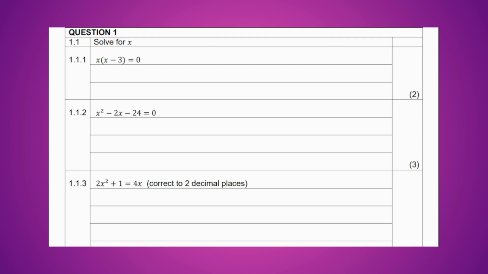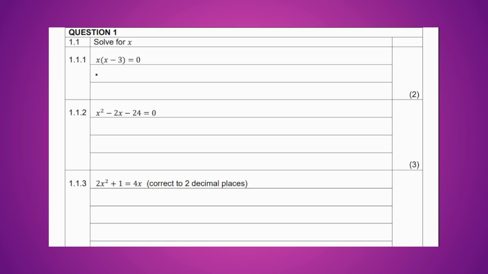Your grade 11 June paper 1 consisted of 4 questions. Everything was algebra related. So let's run through the answers for the first question. For the first few, we had to solve for x. This first question, lovely, is already factorized for you.